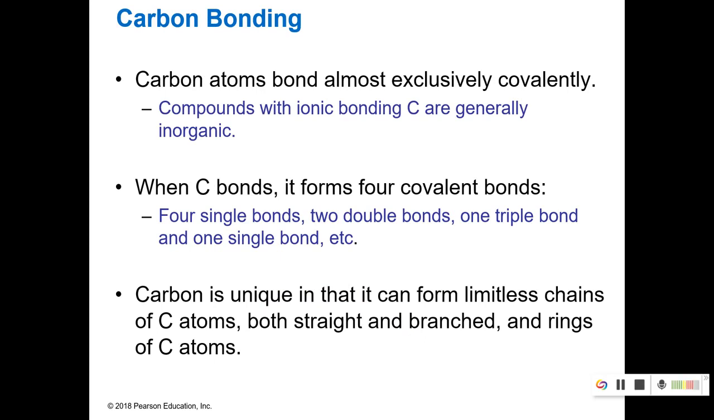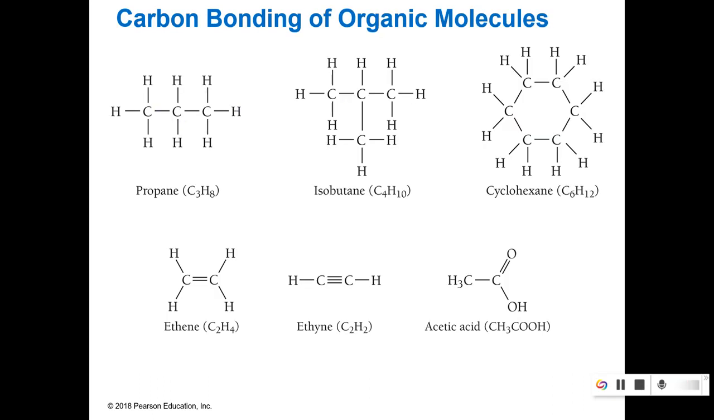The reason is that compounds with ionic carbon bonding are generally inorganic, but carbon will form those 4 bonds, whether single bonds, double bonds, a triple and a single. So it's very important that carbon is always going to be happiest when it has 4 bonds attached to it. So in all of these images here, they have 4 bonds attached to carbon. They may be in the form of a double or a triple bond, but there are still 4 lines attached to each of those carbons.